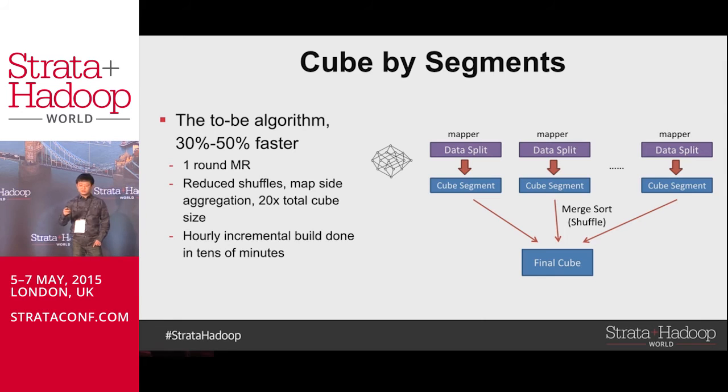Ideally, this also gives us a one-round cube calculation. Our experiments show that the total shuffle size is now reduced to about 20 times the total cube size. So we're now exiting the proof of concept phase and trying to materialize the algorithm and move it into production quality. The expectation is that the delay of cube build will be reduced from hours to minutes.